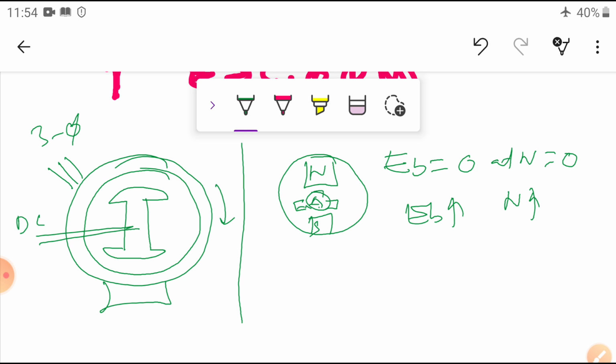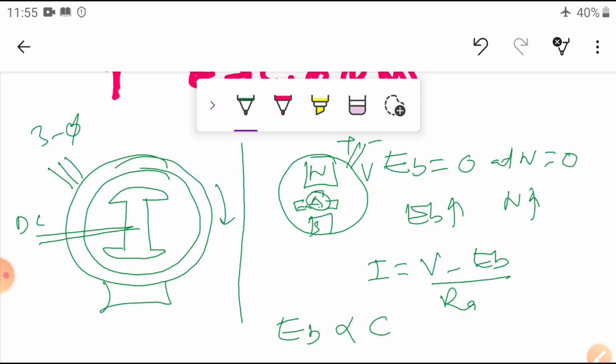Suppose for example you take the motor, with plus minus the voltage applied. Then what happens? The current I is equal to (V minus EB) by RA, in case of the DC motor. That means the back EMF is directly proportional to, what is the formula? Phi Z N by 60 into P by A.